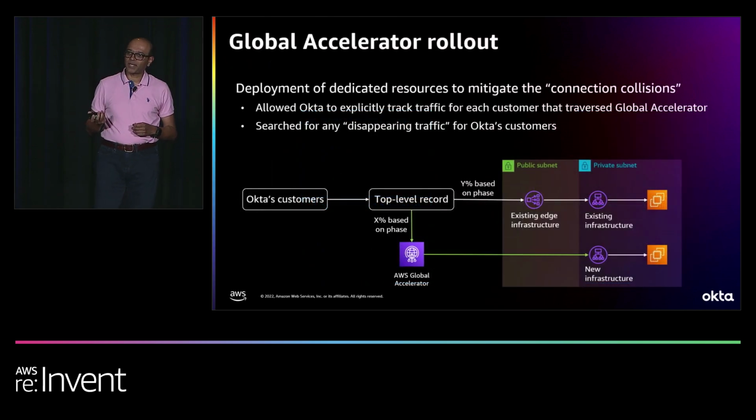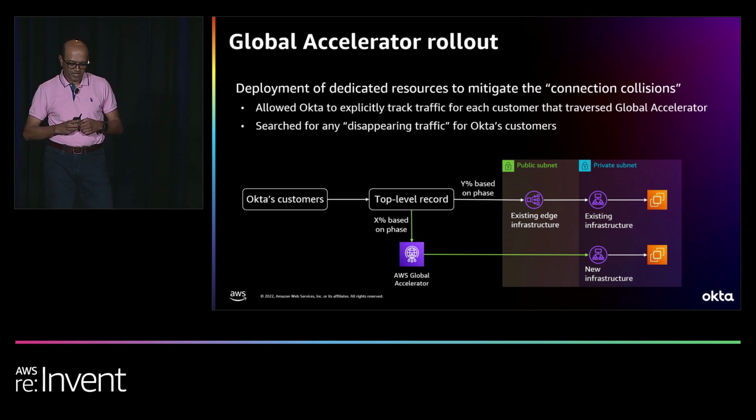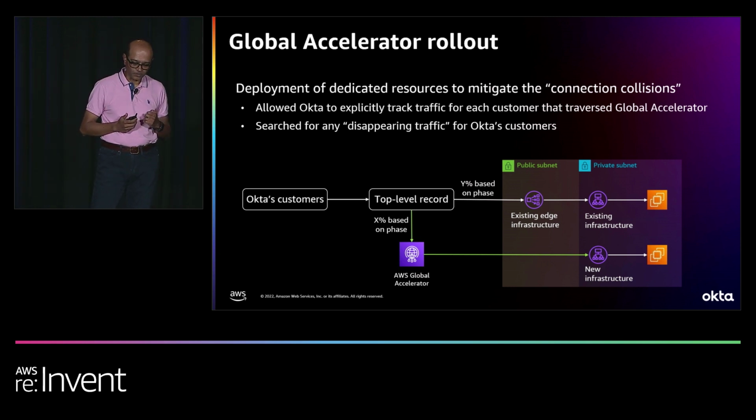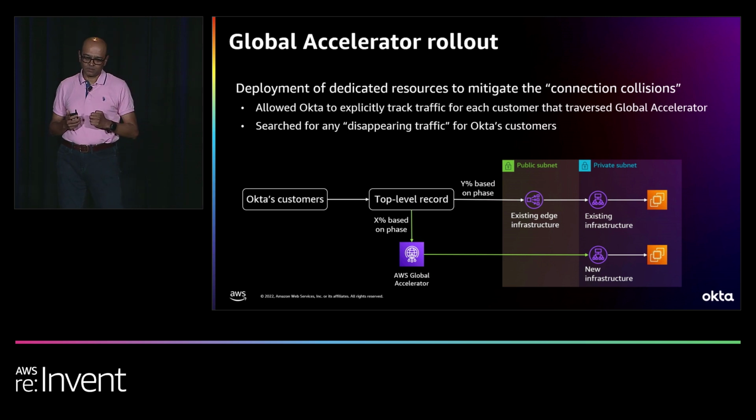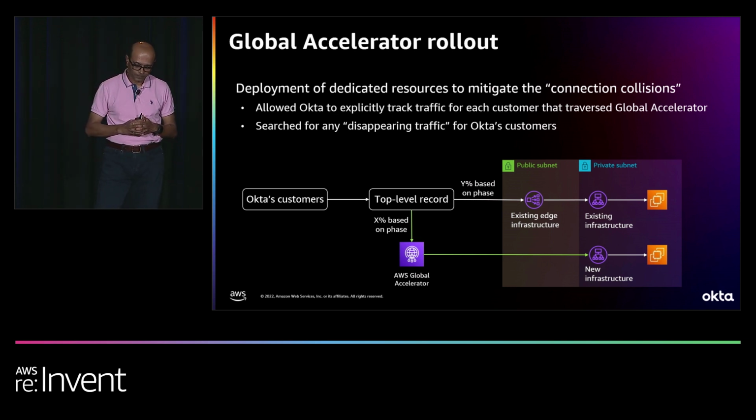So how did Okta manage the migration? Making an edge change can be pretty tricky because you cannot see your customers' configuration or issues if they cannot reach you, right? So Okta decided early on that they would deploy dedicated backend infrastructure for the entire rollout for two reasons. The first one is to avoid something called connection collisions. This is a topic that we'll cover later.